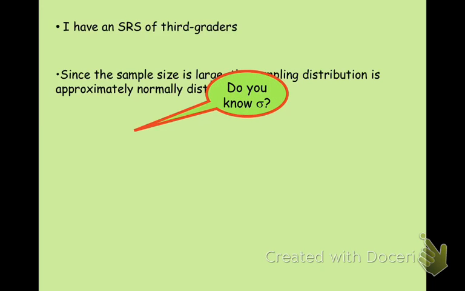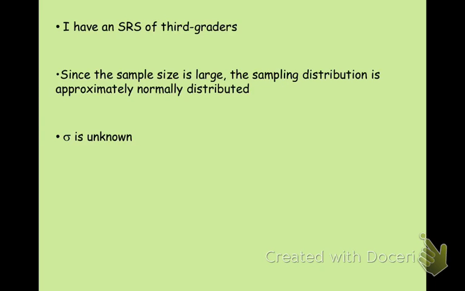Finally, we ask ourselves, do we know sigma? And in this case, no. Sigma is unknown. That means we're going to use t-inference. We're going to perform a one-sample t-test for means. So let's get started. The next thing we need to do is we need to do our hypotheses.